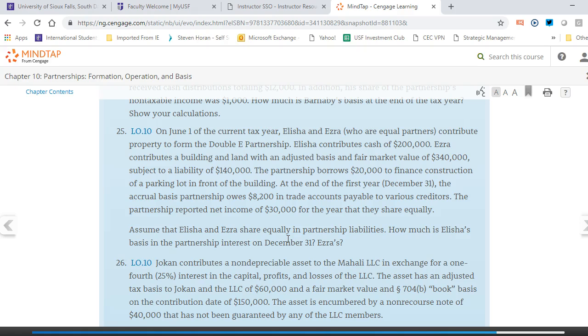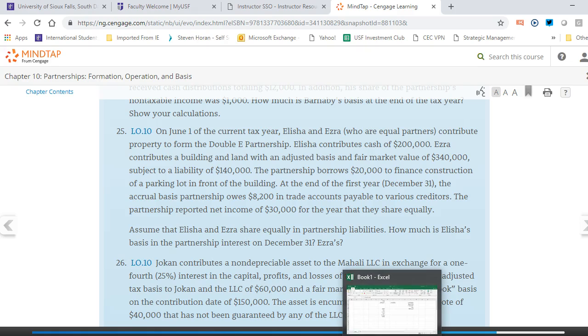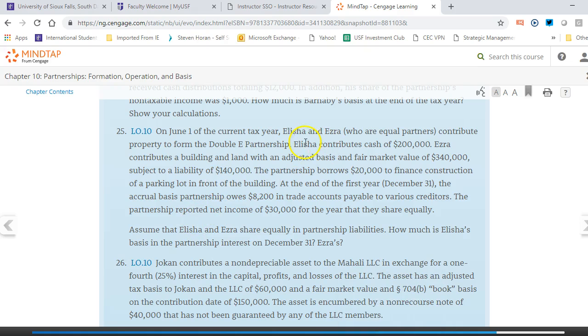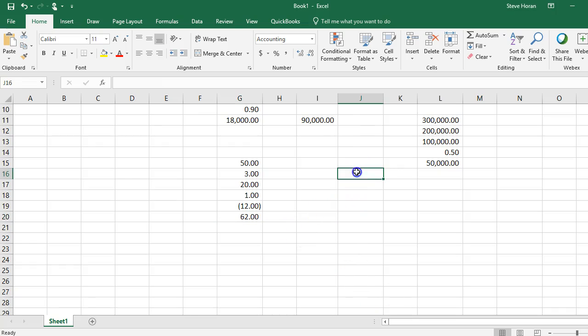So we'll look at each one separately, okay? And so let's go back to Excel and compute this. Let's do Alicia first and remind ourselves what Alicia contributed. Alicia contributed cash of 200. So let's do this one right here. Cash of 200, that's the initial contribution. And I'm going to do these with all the zeros.